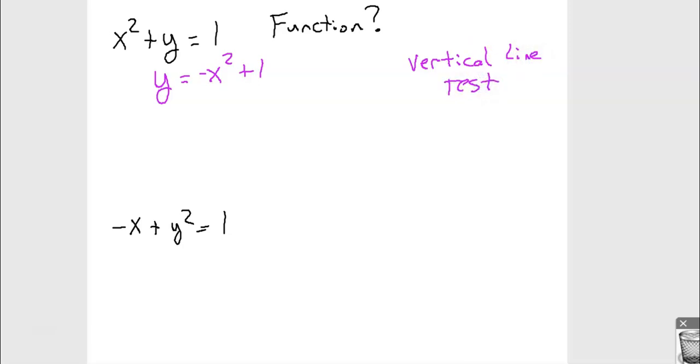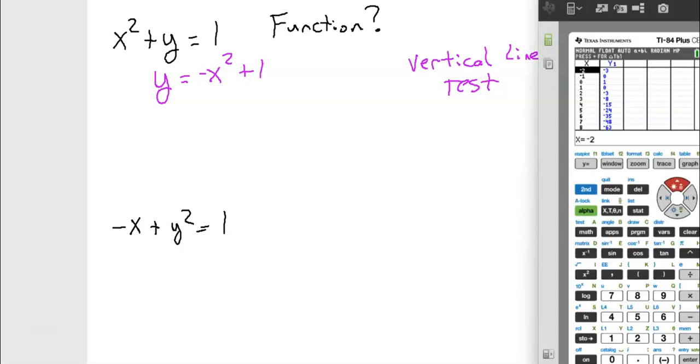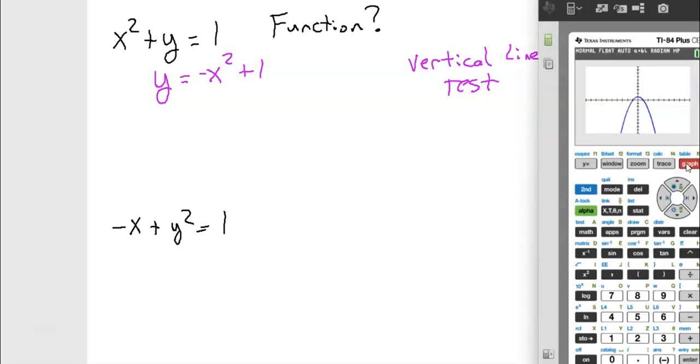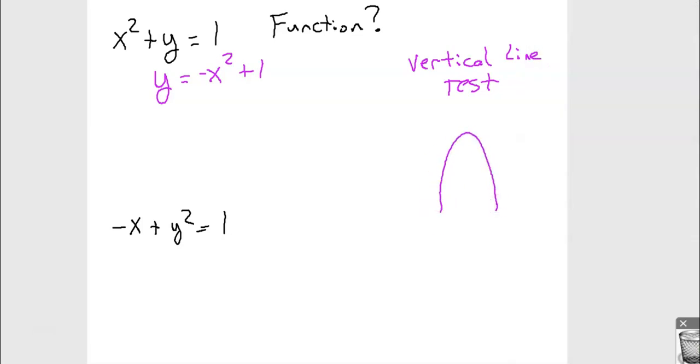So if you draw a vertical line, like on that parabola that we just had, notice it was a parabola going down. If you draw a vertical line anywhere on that graph, notice it only crosses at one spot. So that's the vertical line test. You can easily see that this right here is a function. It only crosses at one spot.